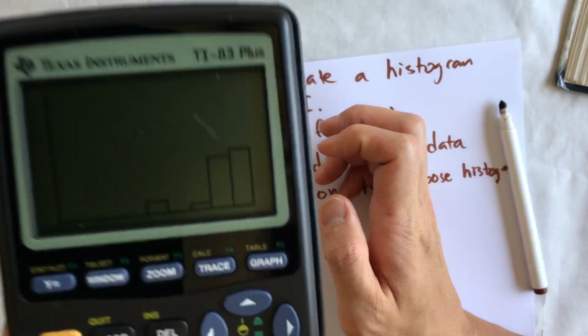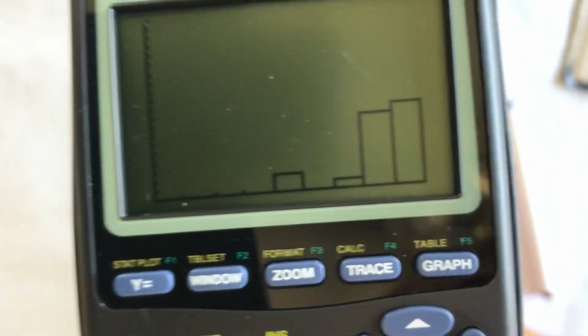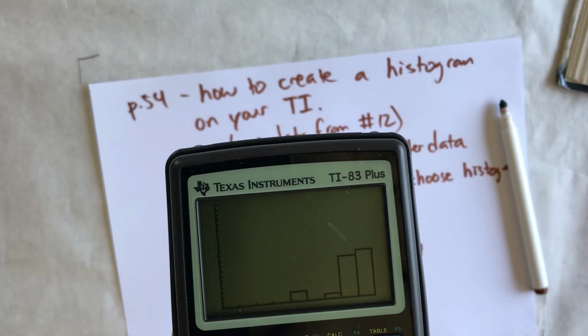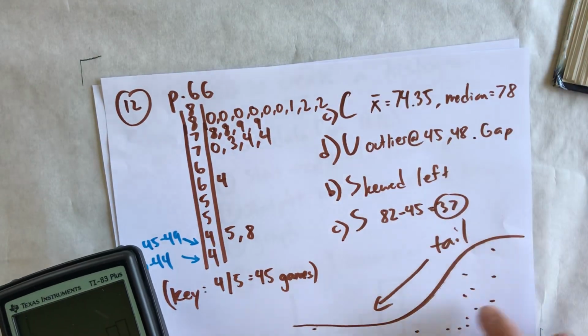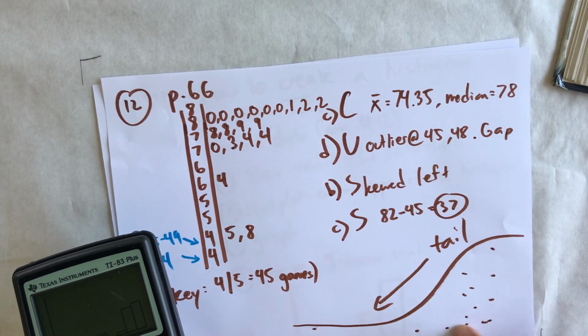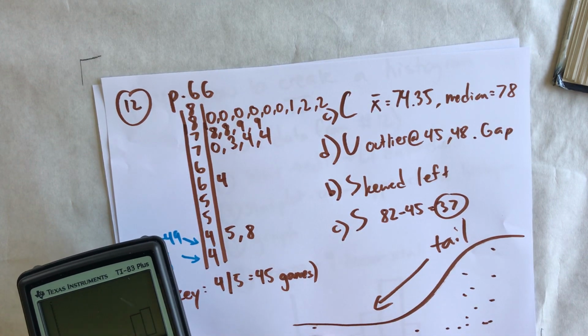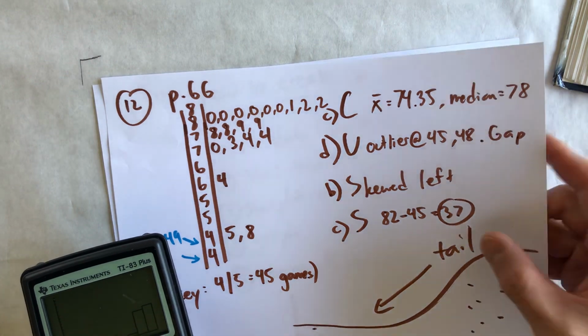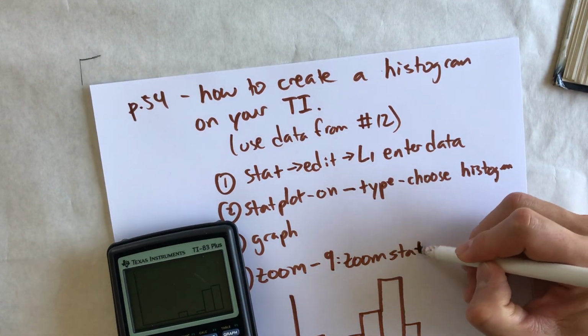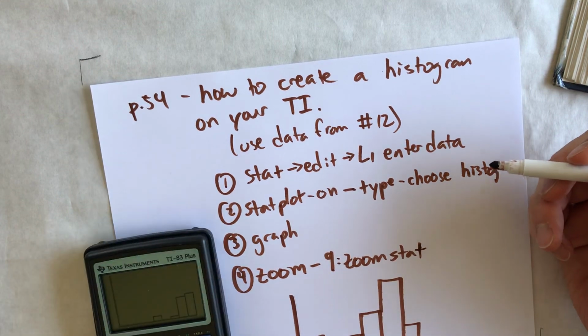Okay, so this looks a little bit better to me, right? It looks a little bit more like what we did in number 12, where you have most of the data concentrated in the top portion, the 70s and 80s, and you have those outliers. So play around with that, try it out, and let me know if you guys have any questions, okay? Thanks, guys.